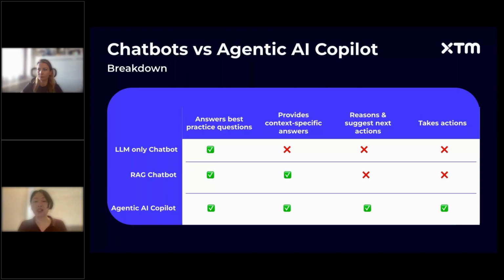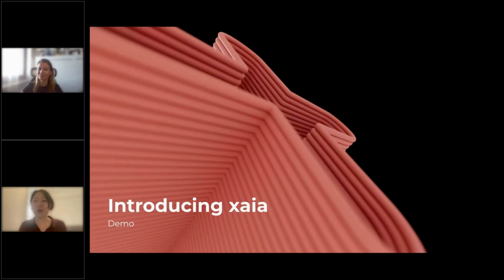And with that, I will hand it over to Ula to share more about what we are working on today and the progress so far behind Zaya, which is now in beta stage. Zaya is our own Agentic AI Copilot. The stage is yours, Ula. Thank you, Sarah, for the introduction.